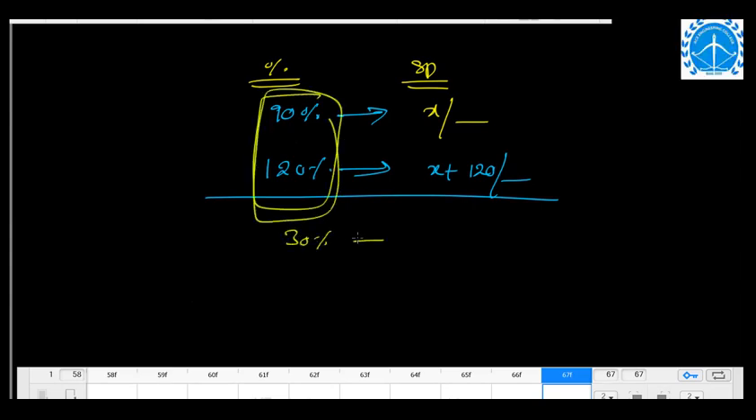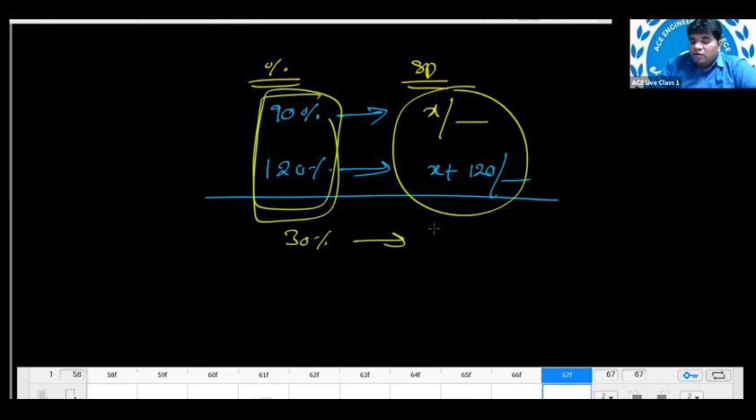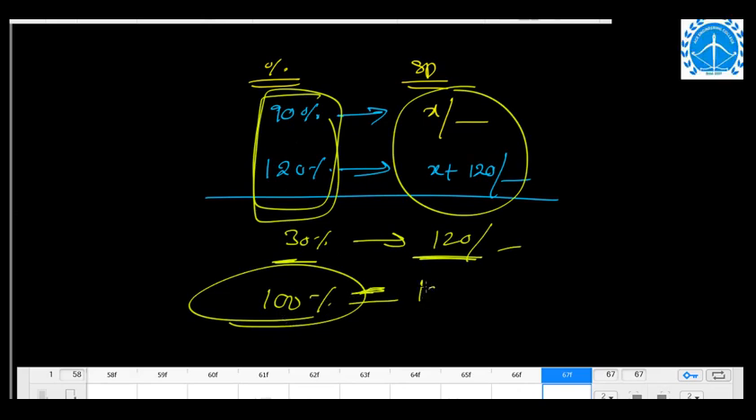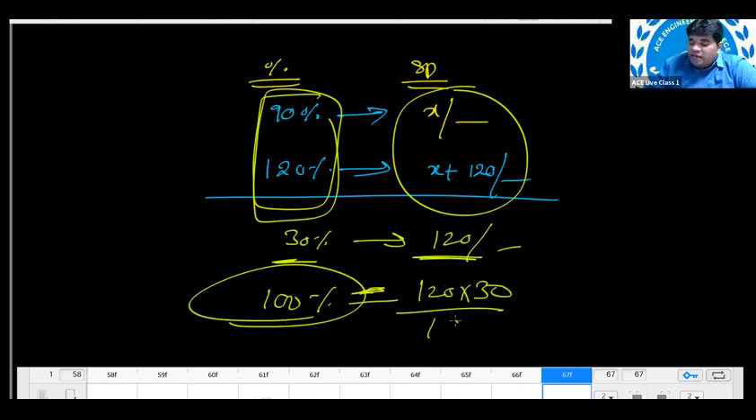First time or second time, what is the amount gap? 120. So 30% is equal to 120. I want 100%. Why 100%? Cost price is 100%. So 120 by 30 into 100. 4 into 100, 400 is the answer. Done. If you are perfect in this point, then the answer is quick. If you are confused, it is very lengthy.